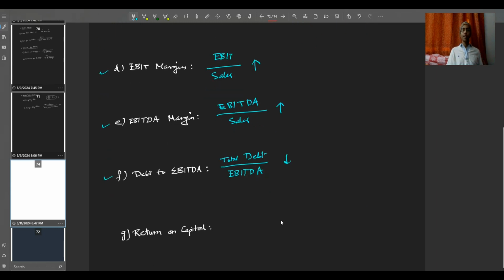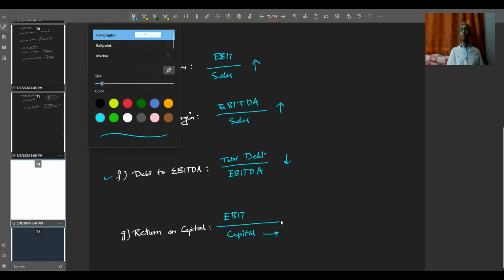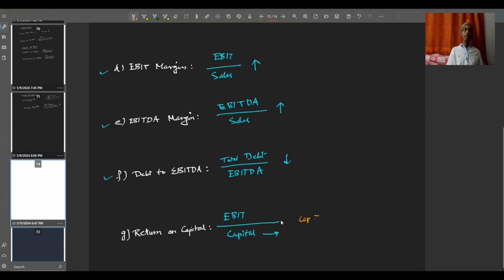Return on capital is basically earnings before interest and taxes divided by capital. What is capital? Capital is equal to debt plus non-current deferred taxes plus equity. This is basically capital, average capital, or capital at the beginning of the year plus capital at the end of the year divided by 2. This is basically average capital. So obviously we want this number also to be high. So these are the credit analysis ratios, friends.